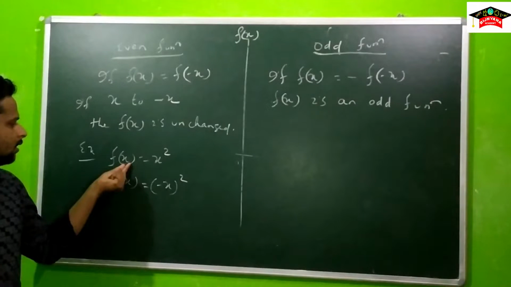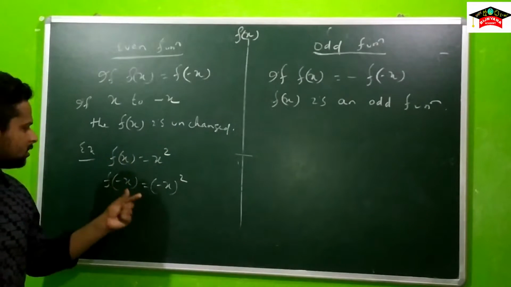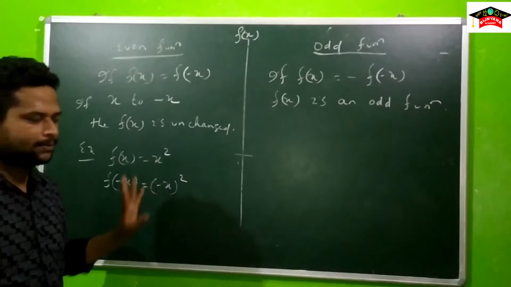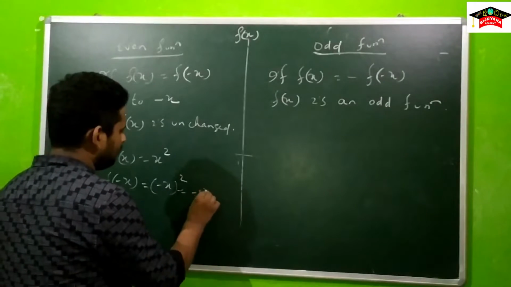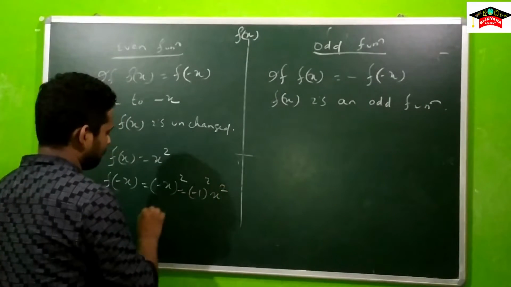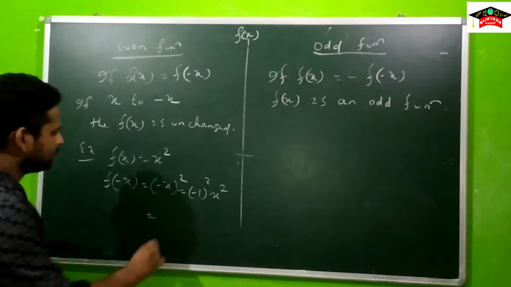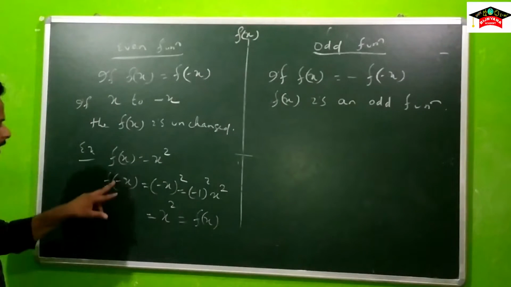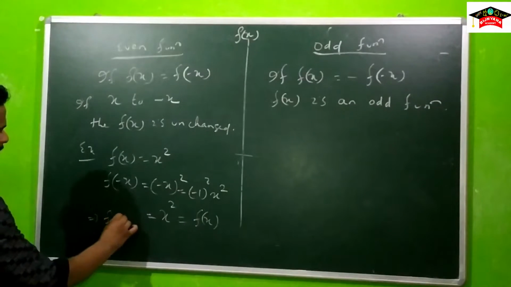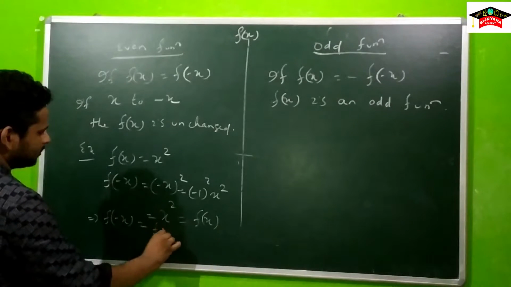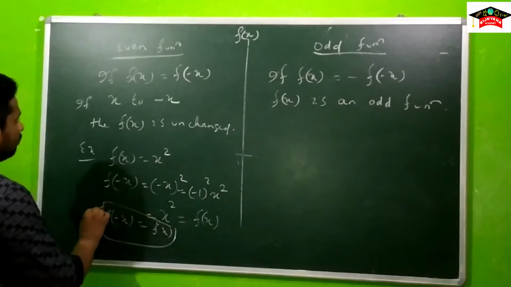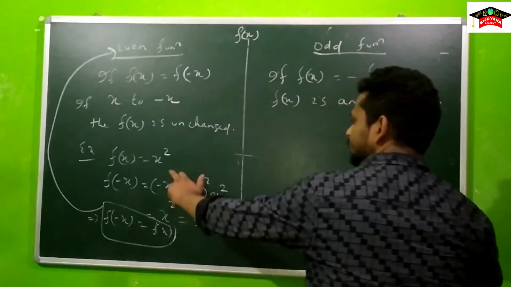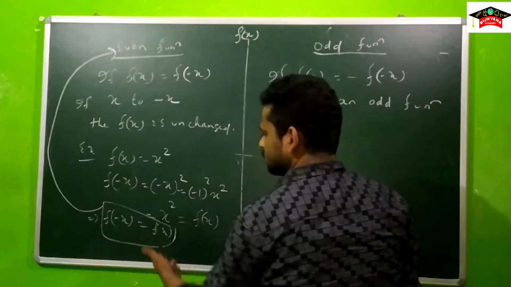If the variable is x, the function is its square. If the variable is minus x, the function is the square of the variable. That means minus x square, which equals minus 1 square x square. So minus 1 square is plus 1 and it is x square, which is equal to f of x. So we get f of minus x equal to f of x. So this is the condition for a function to be even. So we can say that f of x equal to x square is an even function.